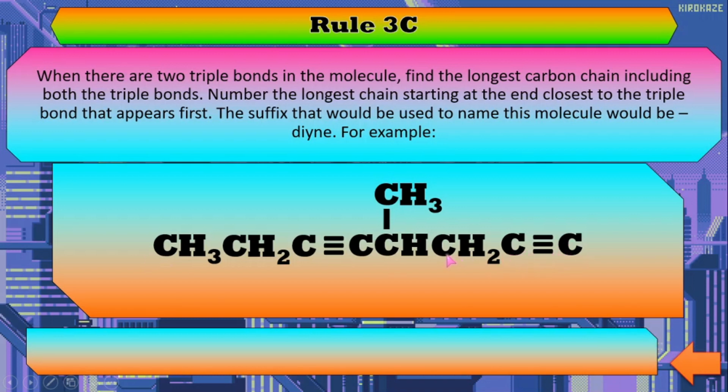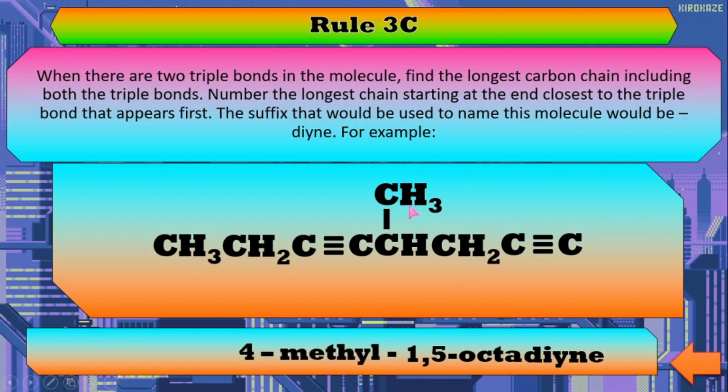So 1, 2, 3, 4, 5, 6, 7, 8. So that is octane. 1, 5. The first triple bond is attached on the first carbon, and the second triple bond is attached on the fifth carbon. Then add the suffix -diyne. And last, the alkyl group, which is methyl, attached on the fourth carbon. So this molecular formula is named 4-methyl-1,5-octadiyne.